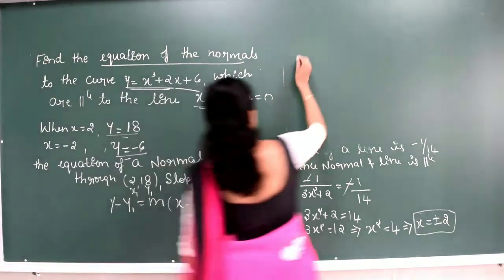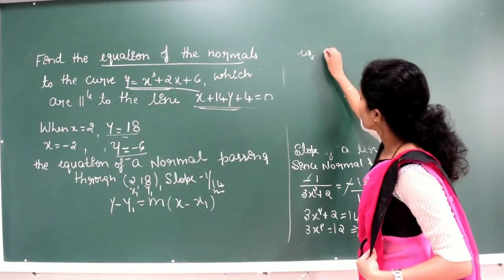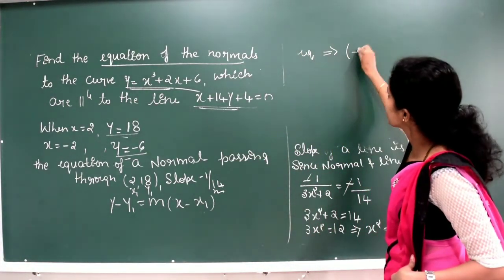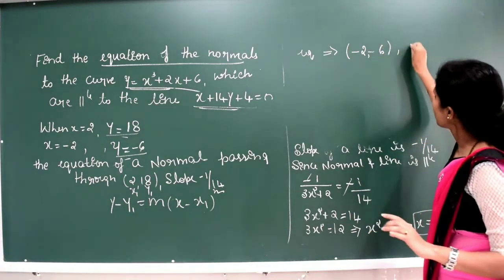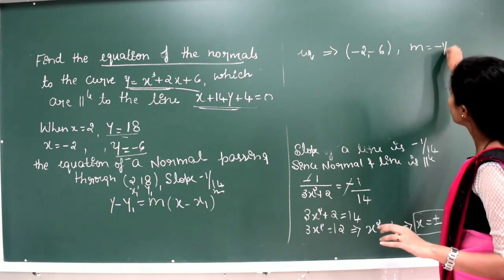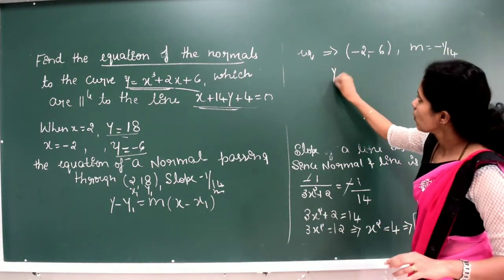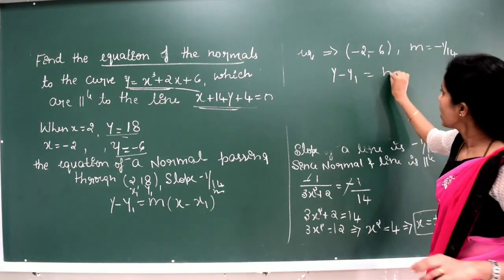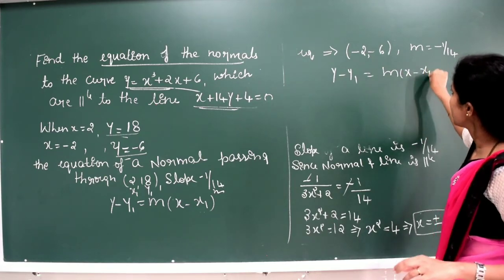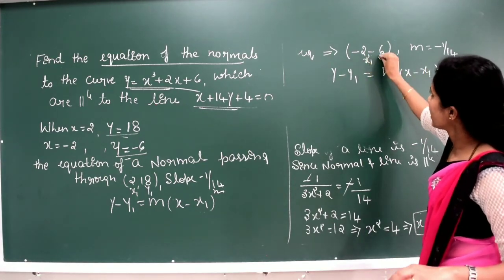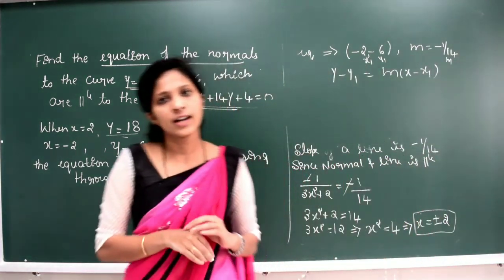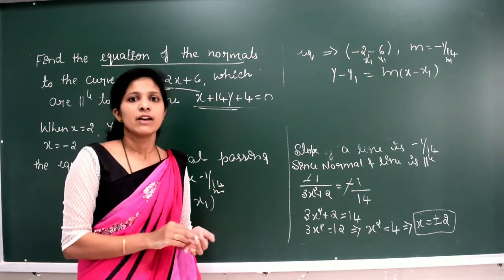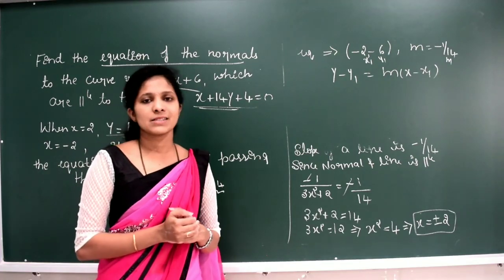The second equation will be the line passing through the point, what is the point? Minus 2, minus 6. But the slope is the same. Slope m is equal to minus 1 by 14. Substitute in the equation y minus y1 is equal to m into x minus x1. So this is x1, this is y1 and this will be m. So this will give you the equation of a normal. Okay, in the next session we'll move to the next concept, that is maxima and minima.